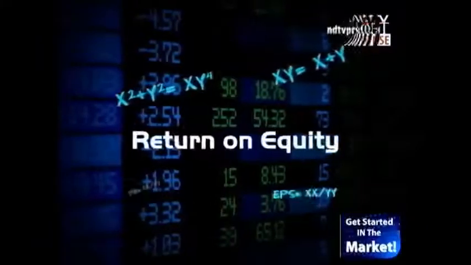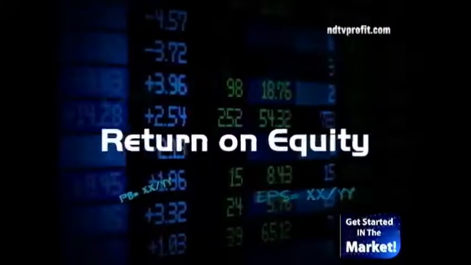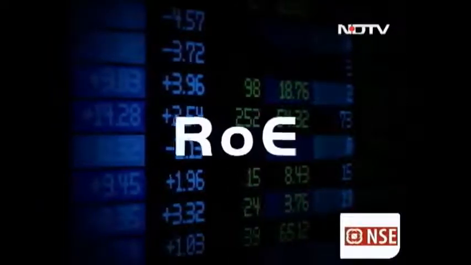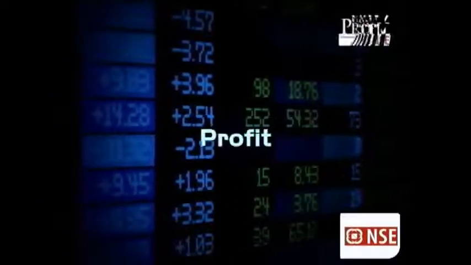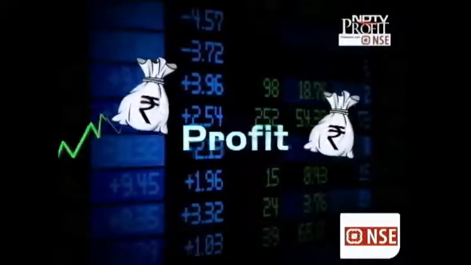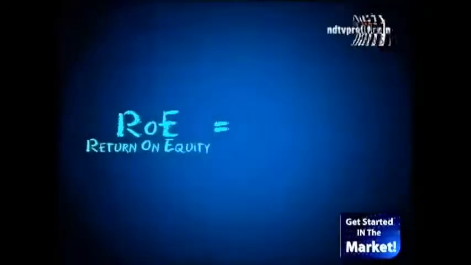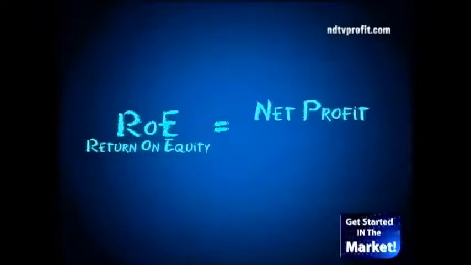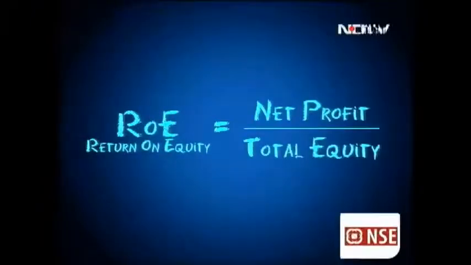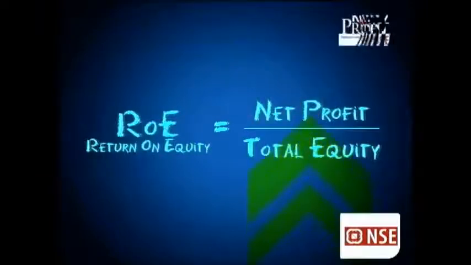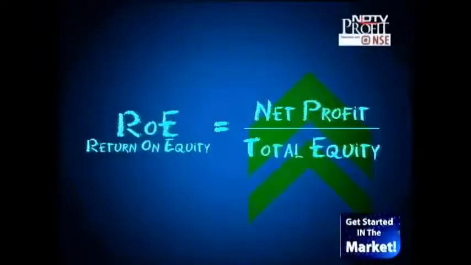The last financial ratio that we will focus on is return on equity, also called the ROE. This ratio measures a company's profitability by showing how much profit a company generates with the money shareholders have invested, and is calculated by dividing the net income of a company with its total shareholder equity, and is expressed in percentage terms. Higher the return on equity, the better it is. Companies with a high return on equity are looked at as efficient.